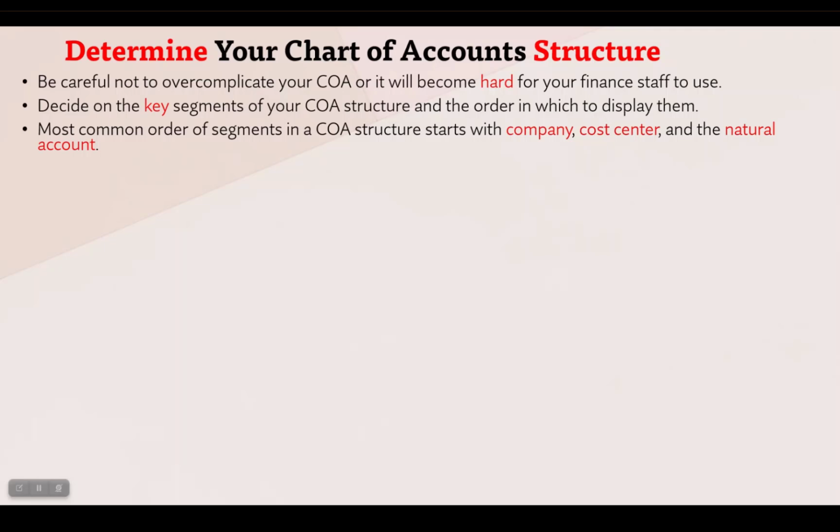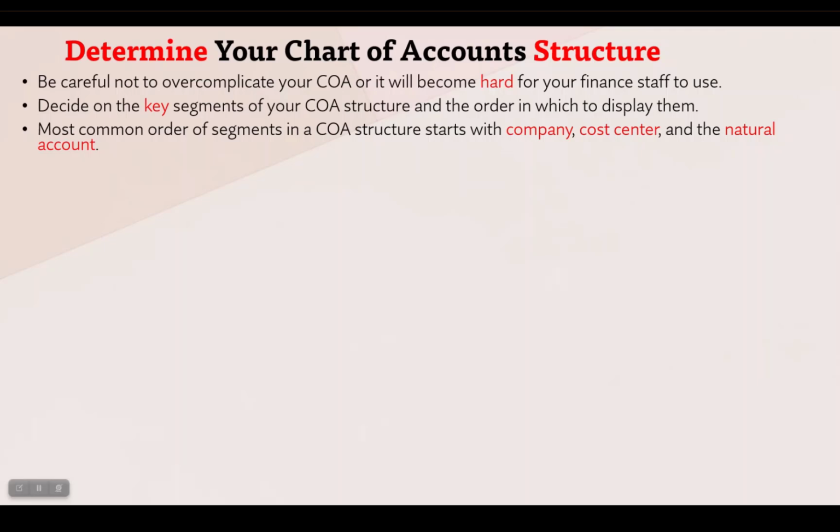The most common order of segments starts with company, cost center, and the natural account. And as you know, this is an interview question: is it possible to build a chart of accounts without company, without natural account segment, without cost center? No. At least you have two segments in any chart of accounts: company and the natural account segment. Cost center depends on whether you are using expense, assets, whatever. So it's optional, but you cannot build any chart of accounts without company and natural account segment.